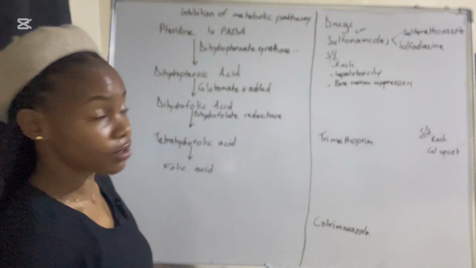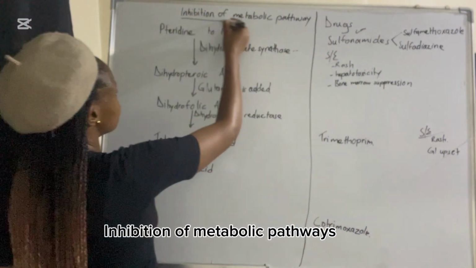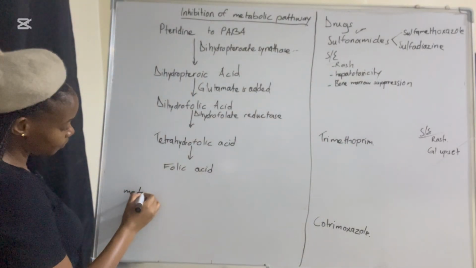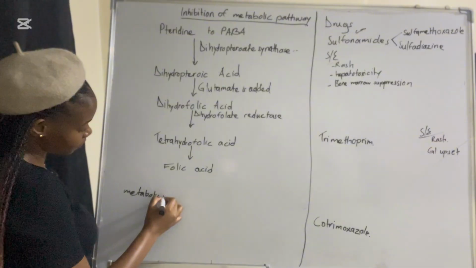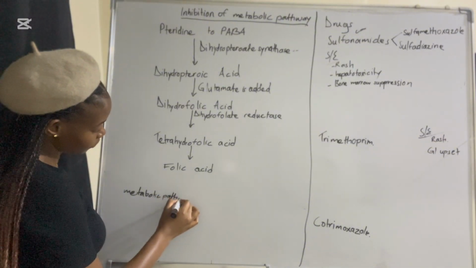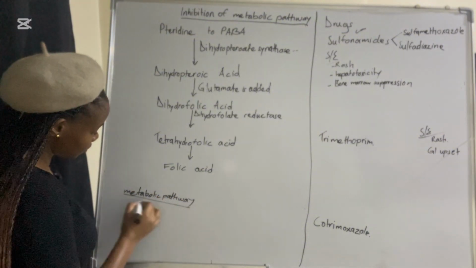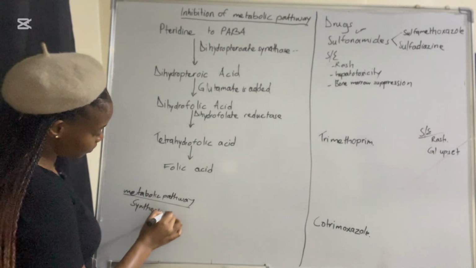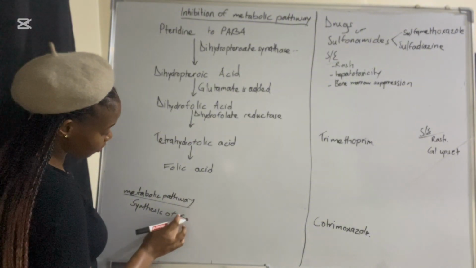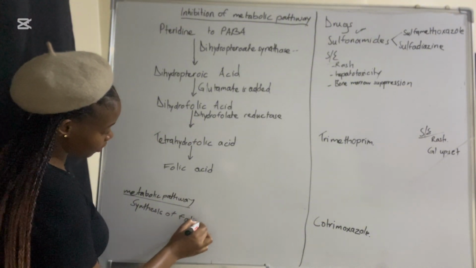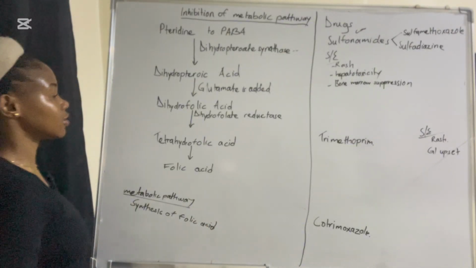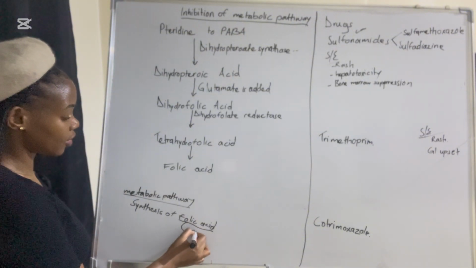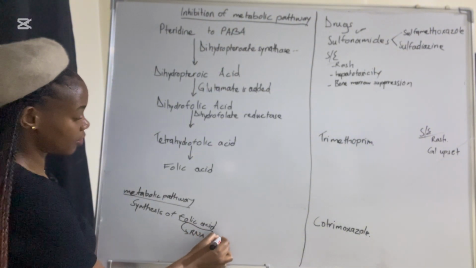So our lecture today is going to be about drugs that are responsible for inhibiting metabolic pathways. I said the metabolic pathway is all about synthesis of folic acid, of which this folic acid is very important to the bacteria to form RNA or DNA.